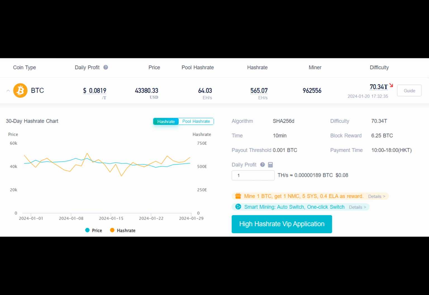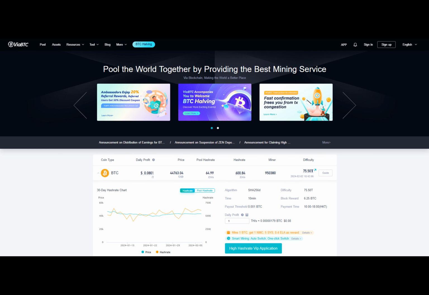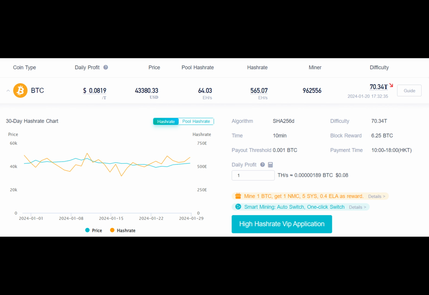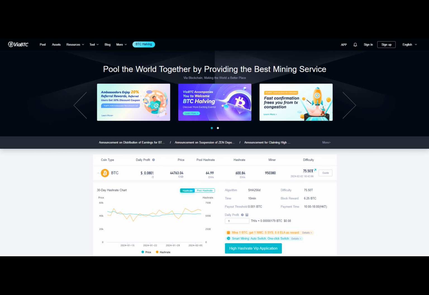ViaBTC offers unique industry advantages, enabling the withdrawal of mining assets to CoinEx Exchange with zero fees. Also, for some cryptocurrencies, additional bonuses can be claimed alongside cryptocurrencies from mining rewards. Namely, for mining one Bitcoin block, you can grab an extra bonus of 1 NMC, 5 SIS, or 0.4 ELA. In the Bitcoin Cash pool, 1 SIS is set as an extra reward.